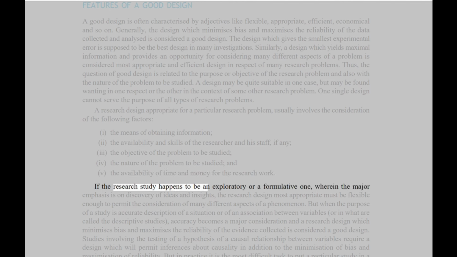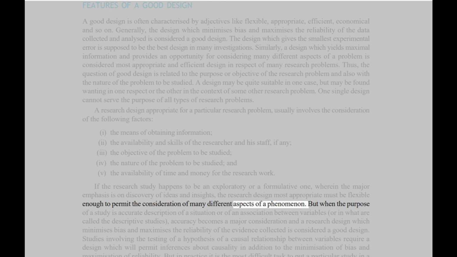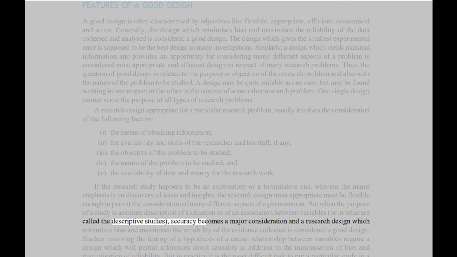If the research study happens to be an exploratory or a formulative one, wherein the major emphasis is on discovery of ideas and insights, the research design most appropriate must be flexible enough to permit the consideration of many different aspects of a phenomenon. But when the purpose of a study is accurate description of a situation or of an association between variables, or in what are called the descriptive studies, accuracy becomes a major consideration, and a research design which minimizes bias and maximizes the reliability of the evidence collected is considered a good design.